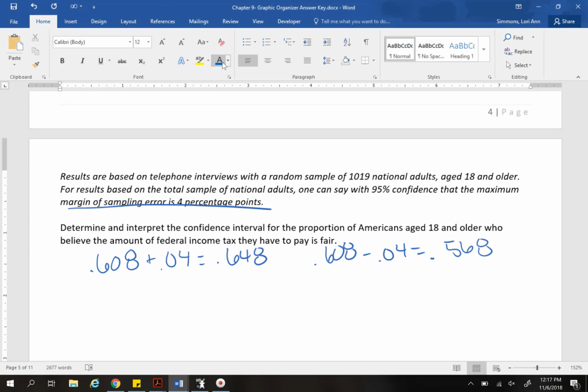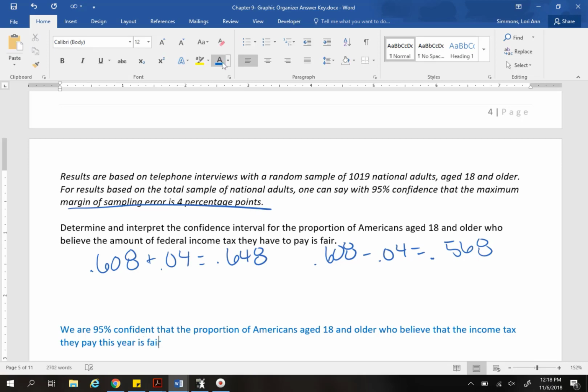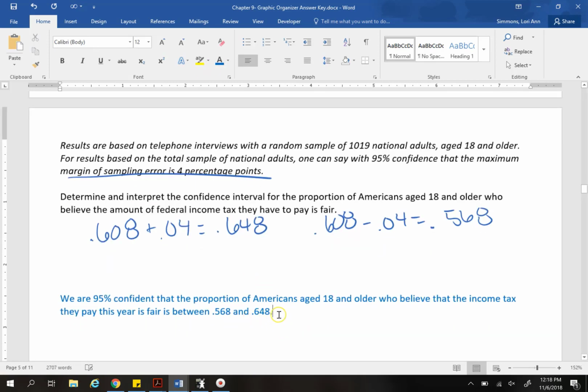So we determined them. Now let's interpret this confidence interval. We are 95% confident that the proportion of Americans aged 18 and older who believe that the income tax they pay this year is fair is between 0.568 and 0.648. You always want to use the lower number first and then the higher.